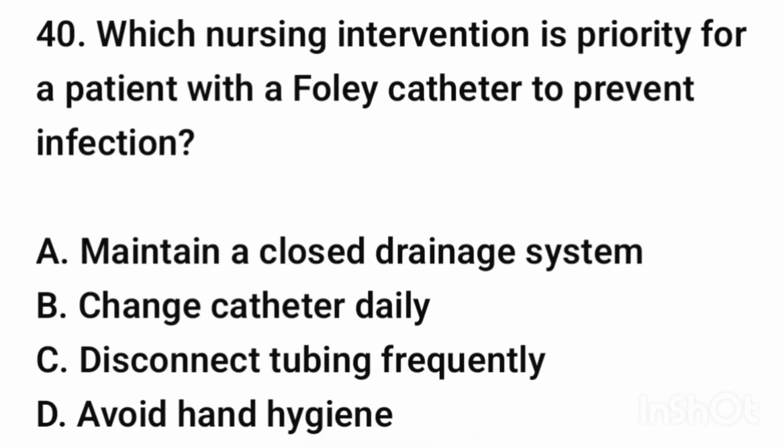Question number 40. Which nursing intervention is priority for a patient with a Foley catheter to prevent infection? The correct answer is option A. Maintain a closed drainage system.